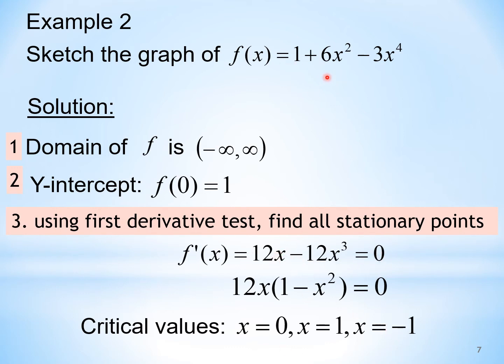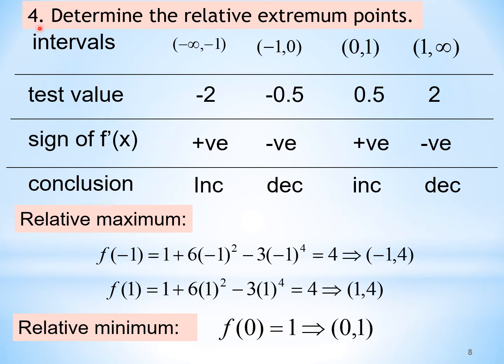So from here, you're going to find your first derivative, which is this, then you equate it to 0. Then you find your critical values, which are x equals 0, 1, and negative 1. There are 3 values. Okay, the fourth step is to find the relative extremum point. So again, use the table and then divide your interval wisely. So your interval starts from negative infinity until negative 1, and then from negative 1 until 0, then 0 until 1, and then 1 until infinity.